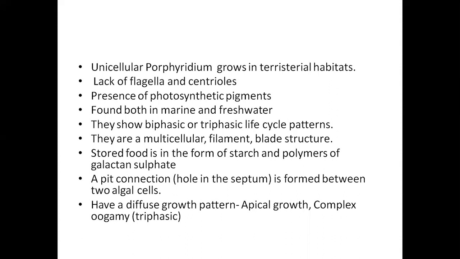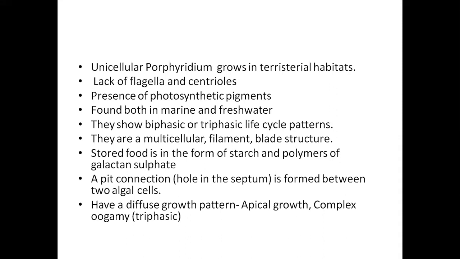Now there is a unicellular red alga named Porphyridium that grows in terrestrial habitat. Terrestrial habitat means where the land and trees are. The main thing that differentiates red algae from the other algae is that they do not have flagella and centrioles. They are having photosynthetic pigments because they are autotrophic, and autotrophic means they can synthesize their own food.